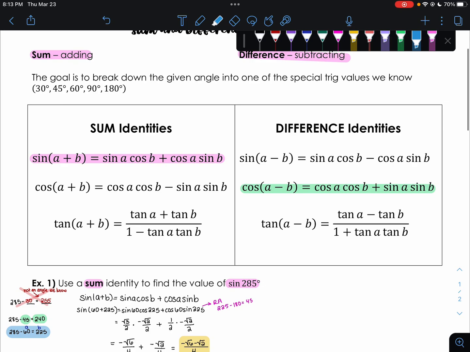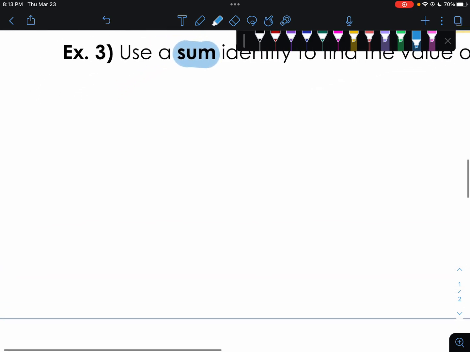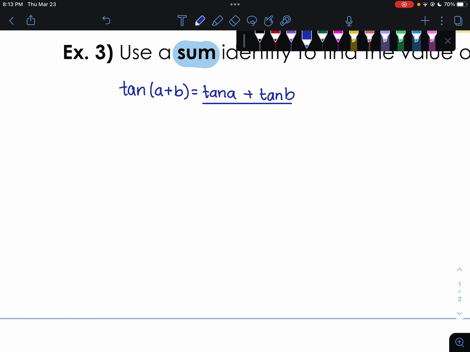So that means we are using this formula right here. So I'm going to copy that down. So that is tan of a plus b is equal to tan of a plus tan of b, all divided by 1 minus tan a times tan b.